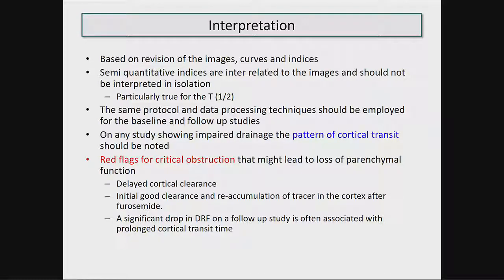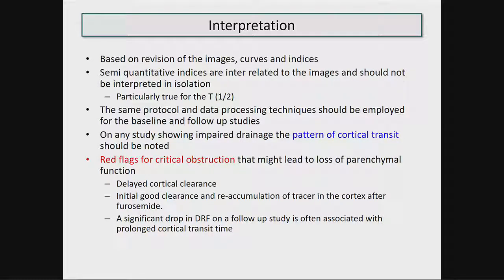So what are the red flags? Delayed cortical clearance, which means that you calculate the cortical transit time. Again, there's no strict formula. It's roughly defined as the time between injection and the first appearance of tracer in the collecting system. And there are no strict normal values, but I would say that you usually see tracer in the collecting system after 2, 3, 4 minutes. But if it's occurring after 8 to 10 minutes, then this is definitely a delayed cortical transit time. So this is one red flag.